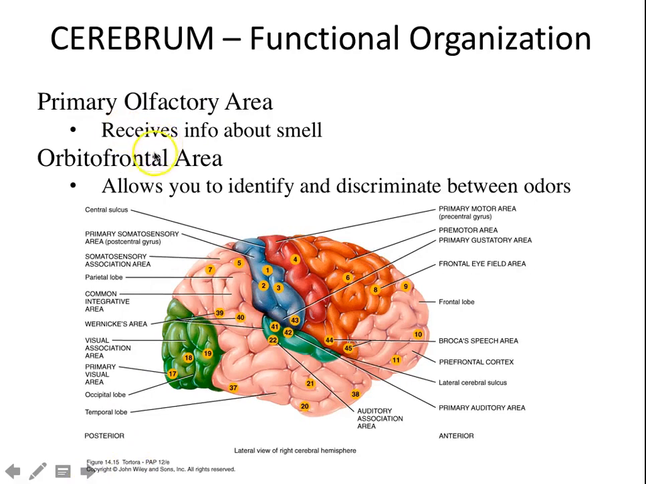We have the same kind of setup for the olfactory senses. So again, olfactory, you can smell it, right? Maybe it gives you some rudimentary information, good smell, bad smell. But then you have to have this association area. In this case, you call it the orbitofrontal area. And that orbitofrontal area is going to allow you to identify and discriminate between the odors. So again, you smell it. Okay, this is banana.